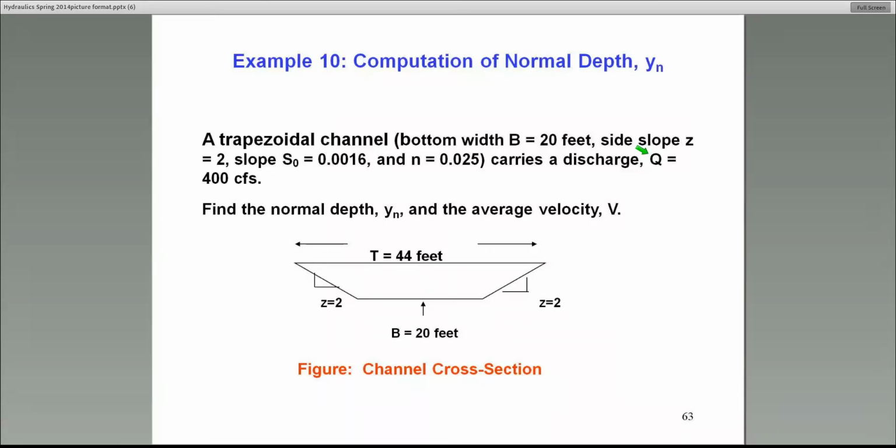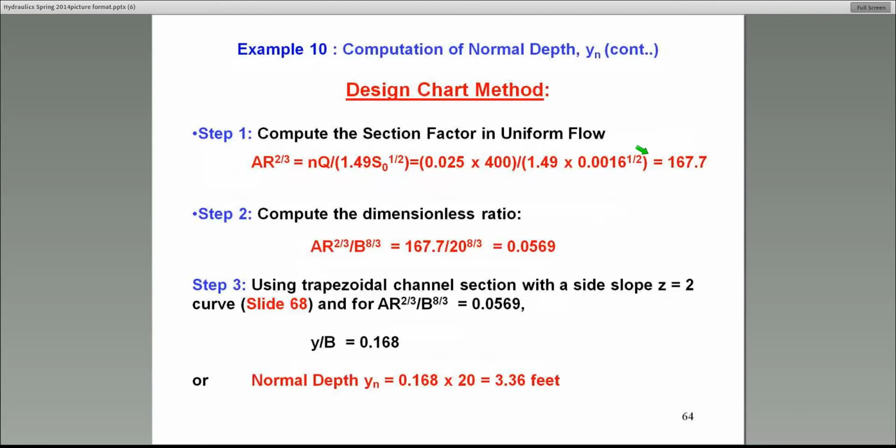Basically, it's saying that there's something called abnormal depth, and that basically is any other depth other than normal. And I won't get into that topic here. That's too advanced for the morning session. It's often referred to as gradually varied flow. But anyway, for this particular example, we're going to do the simple uniform flow depth computation. So the first step is to calculate the section factor AR to the power 2/3 from the Manning's formula.